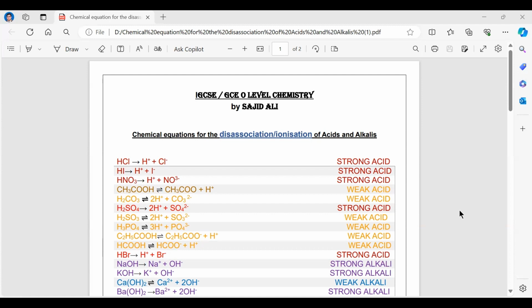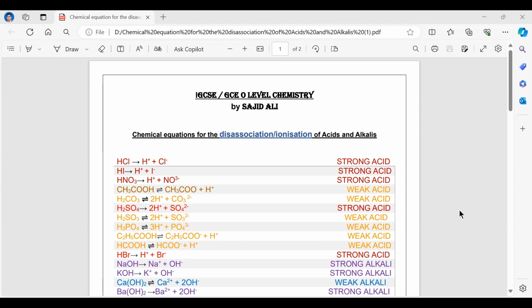In IGCSE we define acids as chemical species which are proton donors, and alkalis or bases are proton acceptors. Put another way, acids are chemical substances which produce H plus ions as the only positive ions in their aqueous solution, whereas alkalis are water soluble bases and they produce OH negative ions in their aqueous solutions. But the alkalis are the soluble bases, while insoluble bases are metal hydroxides and metal oxides which react with acids to neutralize them.